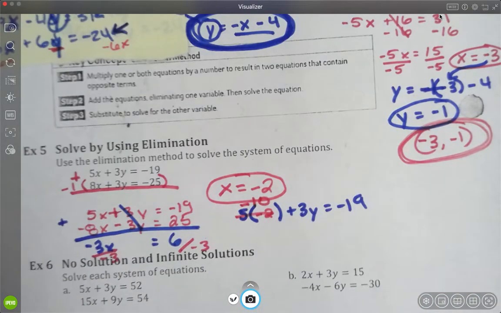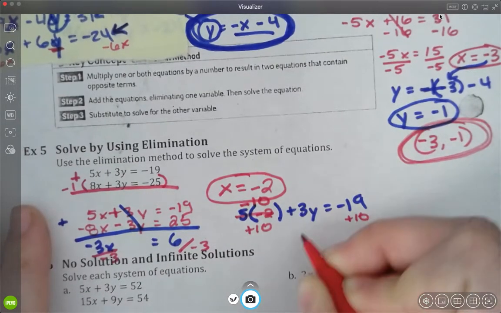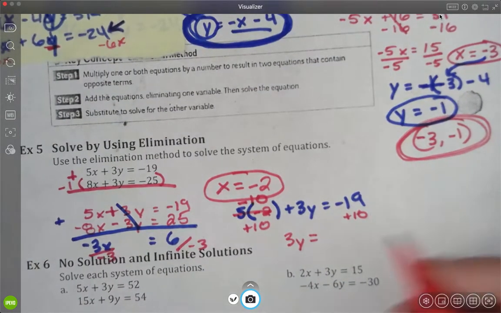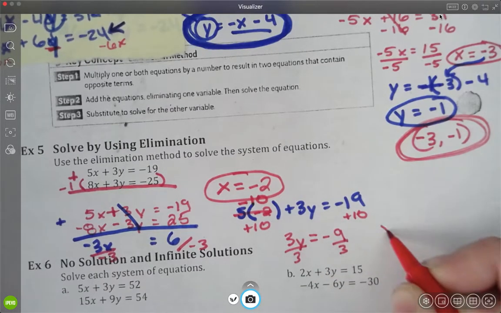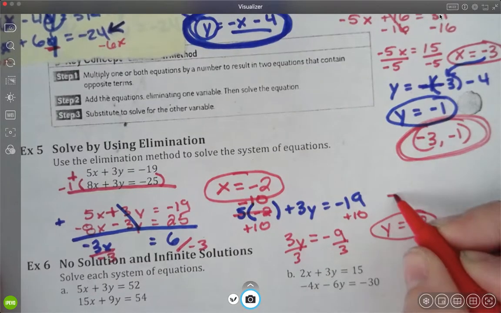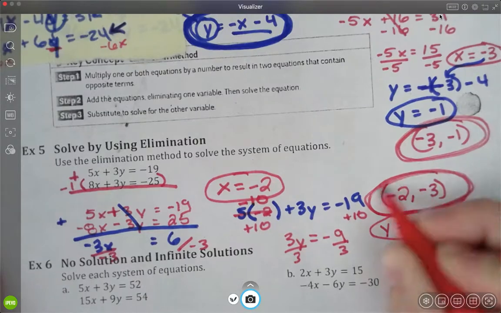And then what? What do you want to do next? Plus the 10 over, yep. Add the 10. Plus 10. So 3y is equal to negative 19 plus 10 is negative 9. And then divide by 3. Y equals negative 3. So what's my answer? Negative 2 comma negative 3. And why do I care about that point? It's where those two lines cross each other.